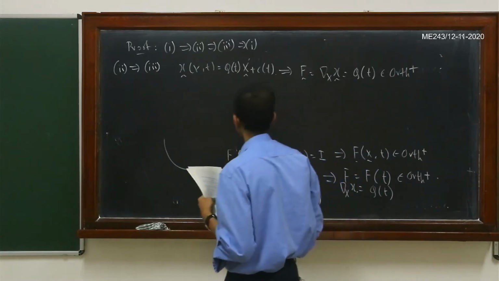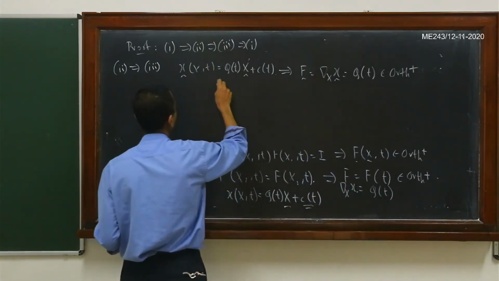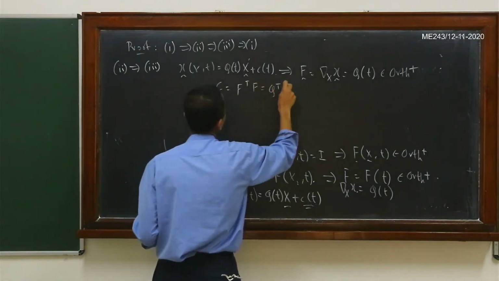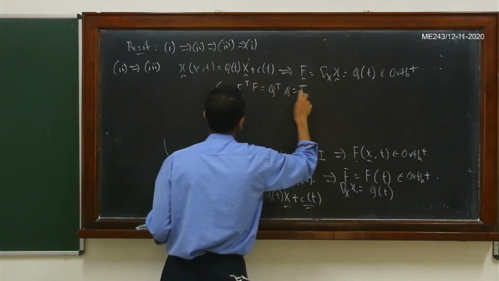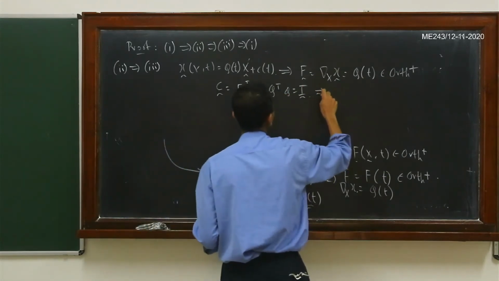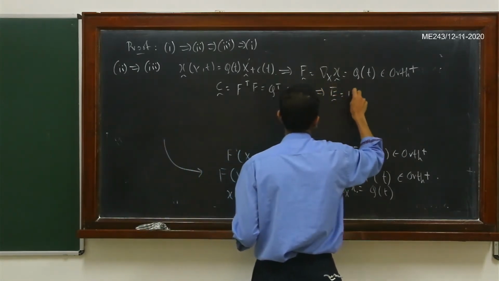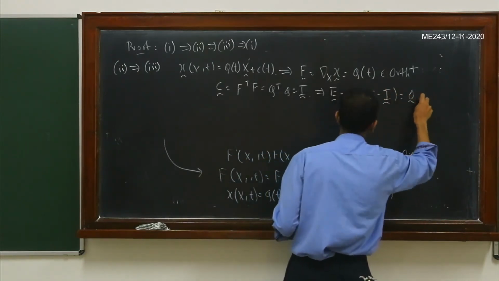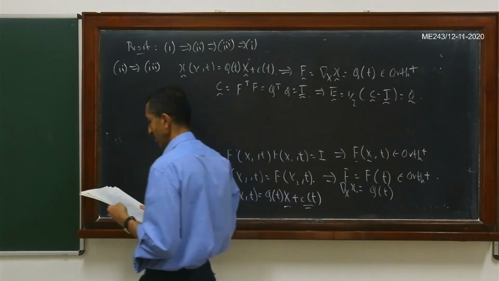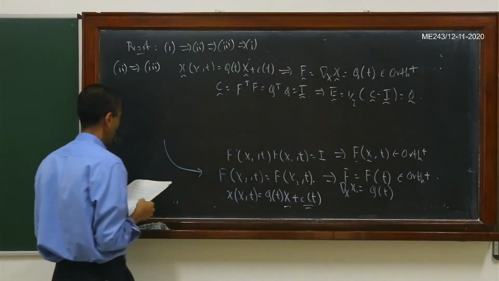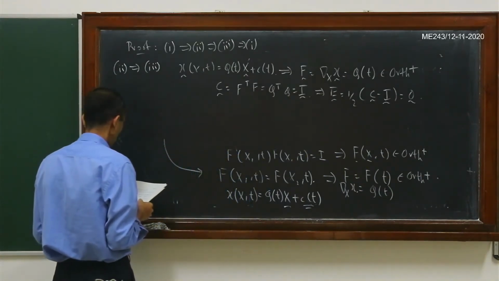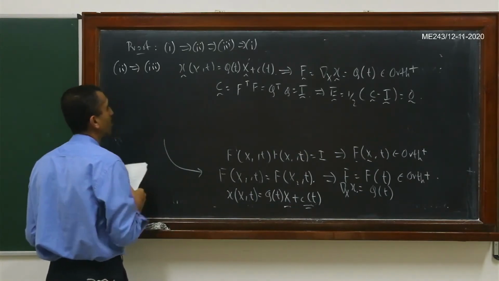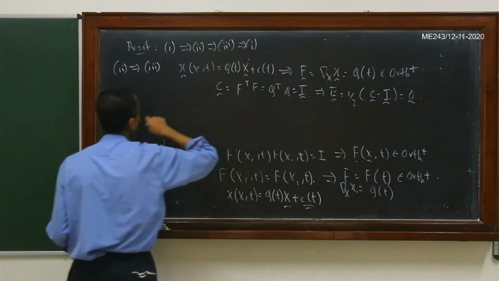Correct? And then from this it will directly follow that c is equal to f transpose f is equal to q transpose q is equal to identity, and so this implies that E is equal to half of c minus I is equal to 0. So you get that the Lagrangian measure of strain vanishes. Okay, so that shows 2 implies 3. Now we want to show that 3 implies 1. That is the last step in this proof.